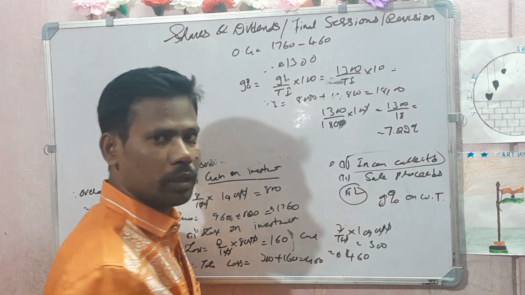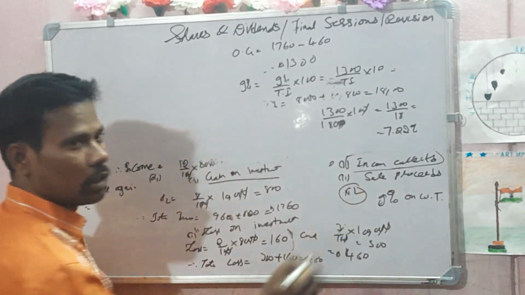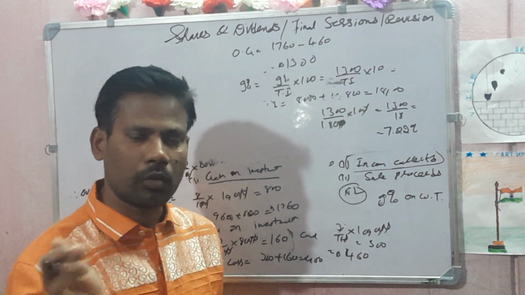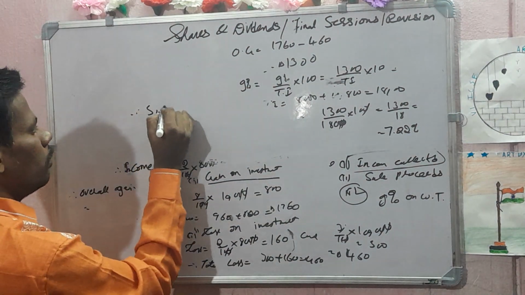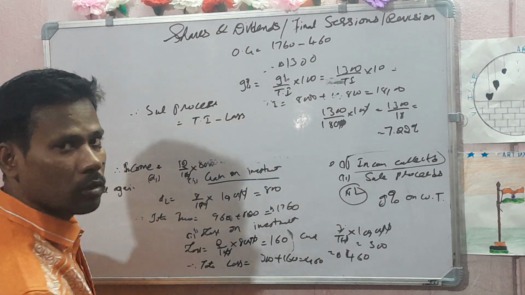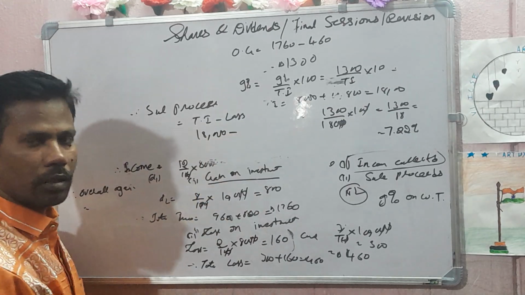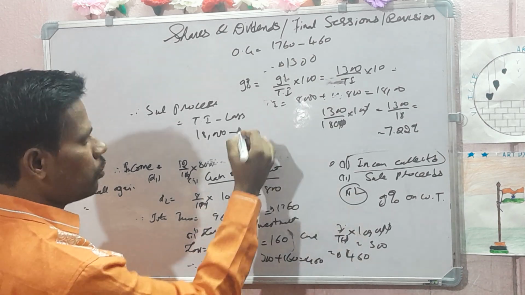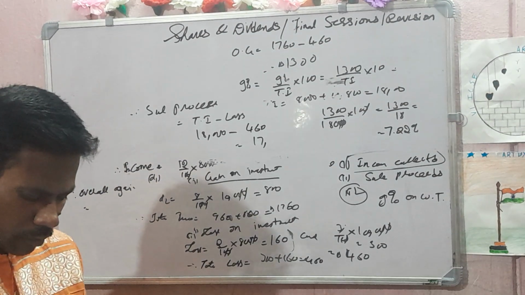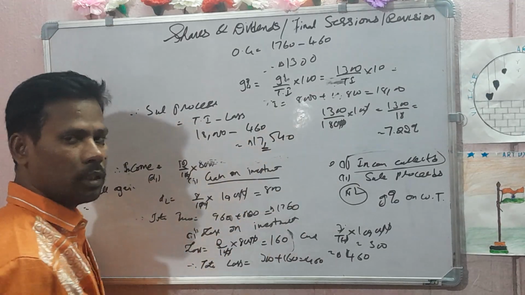There is one more part. Sale proceeds. This is a very important question. Sale proceeds means total investment minus the expenditure, that is, the losses. Therefore, sale proceeds is equal to total investment minus loss. Total investment is 18,000 minus the loss he has incurred, which is 460. Simplify this, the answer is 17,540.